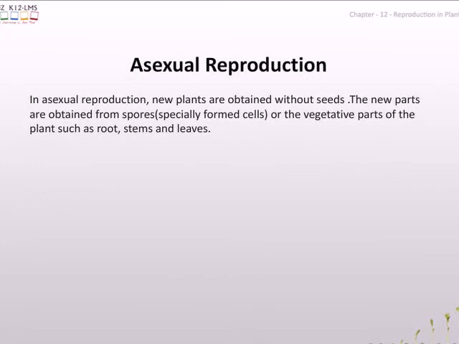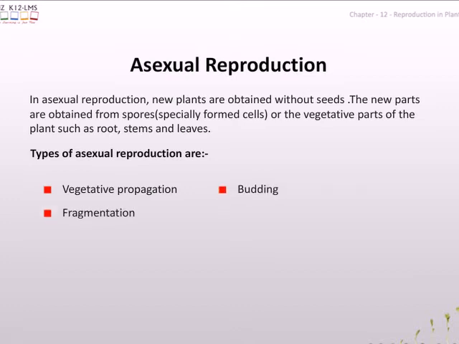Asexual reproduction in plants. In asexual reproduction, new plants are obtained without seeds. The new parts are obtained from spores, or specially formed cells, or the vegetative parts of the plant, such as root, stems, and leaves. Types of asexual reproduction are vegetative propagation, budding, fragmentation, and spore formation in plants.